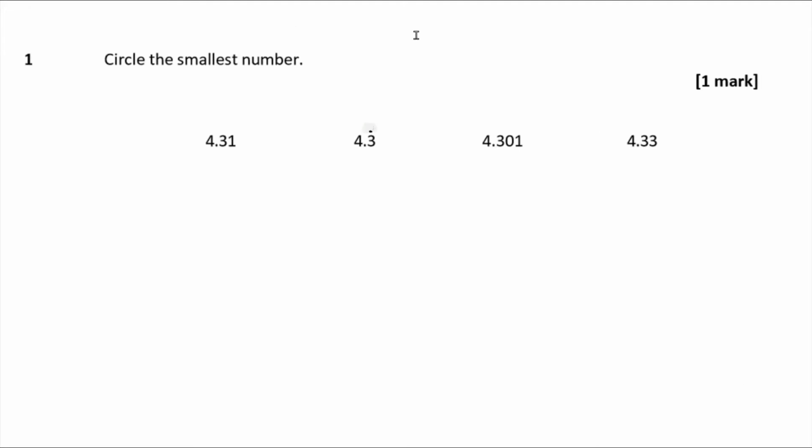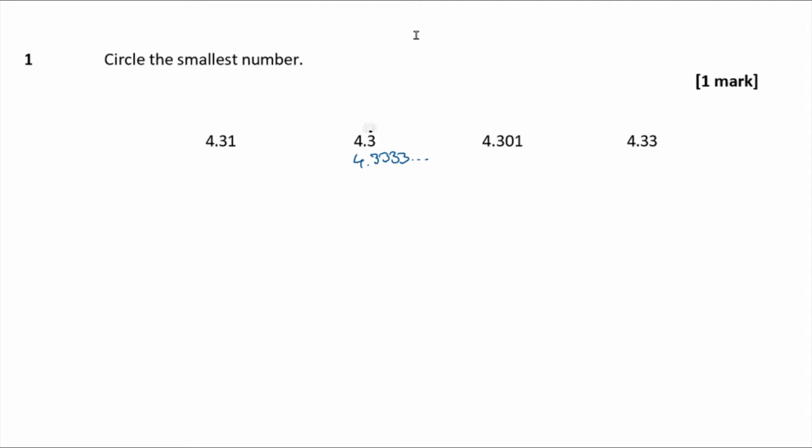Question 1, circle the smallest number. Okay. Well, before we do that, I just noticed that one of them is a recurring decimal, so I'm just going to write some more of its digits underneath, so we can actually see what it is that we're comparing. So 4.3 with a dot on the top is 4.333333 carry on forever.